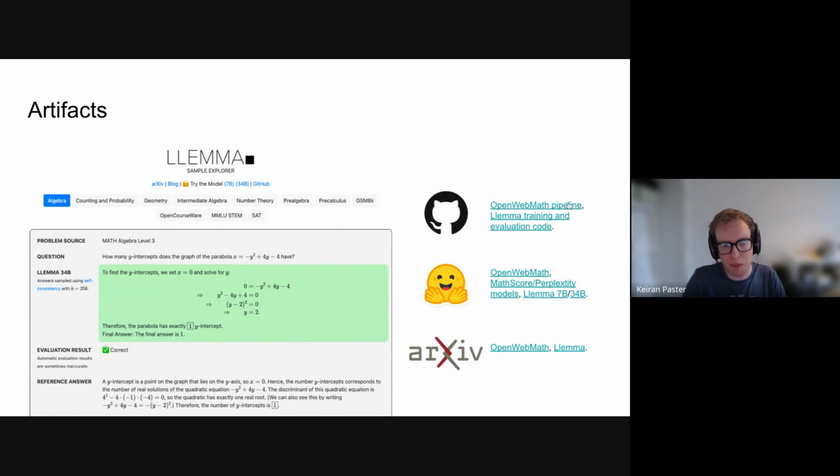We released the entire pipeline for OpenWebMath processing on GitHub. We released the Lemma training and evaluation code on GitHub. We have a Hugging Face for OpenWebMath, the Lemma models, and also these math score and perplexity models. And we've finally also released two papers.